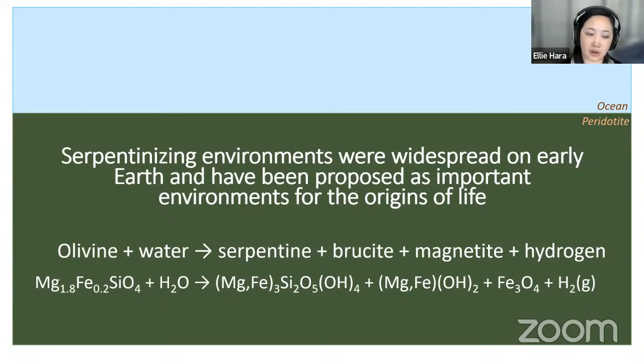In this reaction, you have olivine and water that react, and then we get the formation of serpentine, brucite, magnetite, and hydrogen. That hydrogen gas in particular, along with the minerals that are in there, combine to make it an intriguing place to study the origins of life.